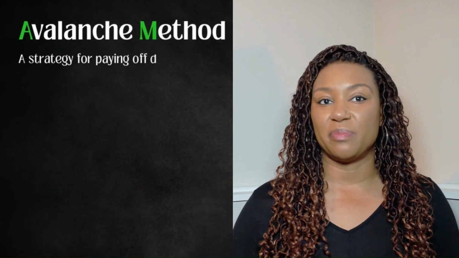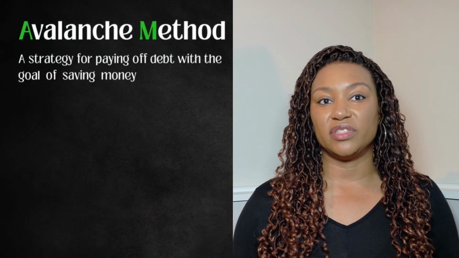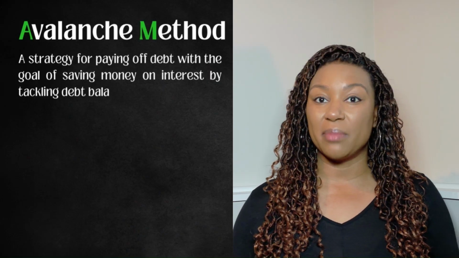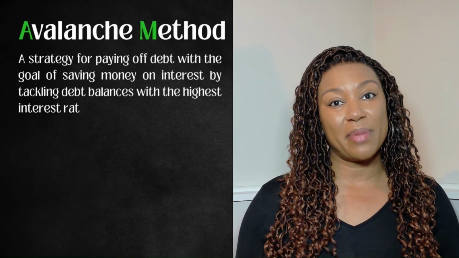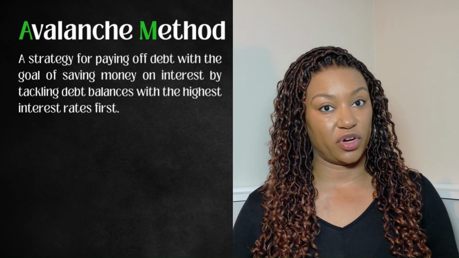The debt avalanche method is a strategy for paying off debt with the goal of saving money on interest by tackling debt balances with the highest interest rates first. This method works similarly to the debt snowball method, but flips the script a little bit. Instead of listing all of your debt balances from smallest to largest, you'll list them according to the interest rate, starting with the highest interest rate first.